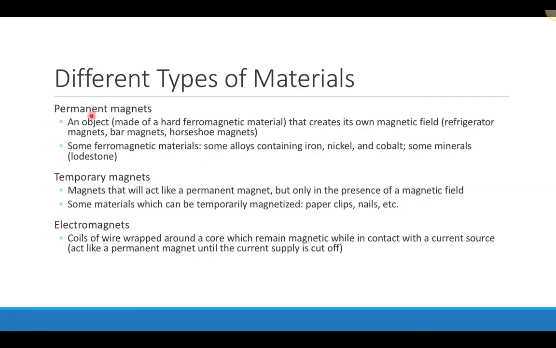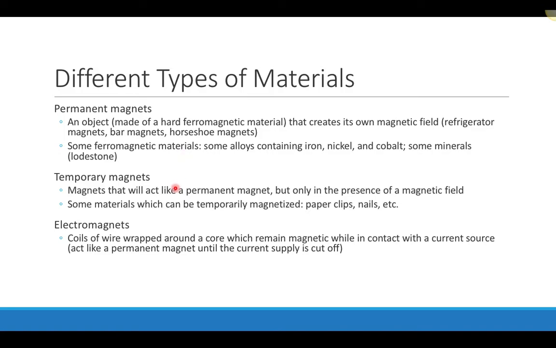So there's different classifications of materials in terms of magnets. We have permanent magnets, and permanent magnets basically have a north and a south pole, and it's permanently there, right? So those permanent magnets can actually create their own magnetic fields. They can exert forces on other permanent magnets. And they're made of a hard ferromagnetic material, and we'll talk a little bit more about what ferromagnetic materials are. But basically, ferromagnetic materials, some examples of them would be iron, nickel, cobalt, and there's actually a mineral called a lodestone that's a ferromagnetic material that you can make a permanent magnet out of.